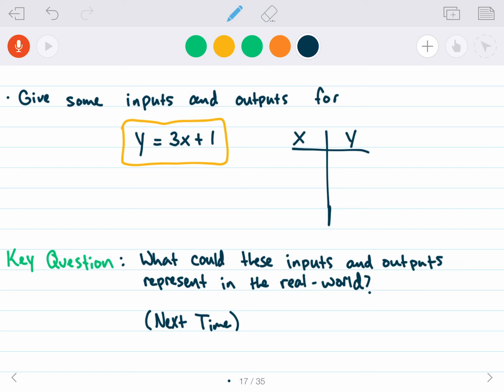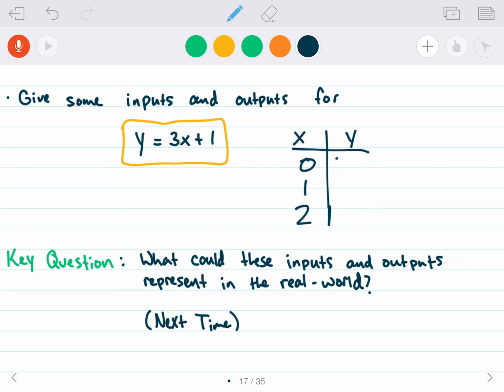But nevertheless, let's proceed with what we were talking about: linear functions, inputs and outputs. So give some inputs and outputs for this function. Okay, we make up inputs. That's what I said. So I'm just going to make up 3 of them: 0, 1, 2. Those are easy to work with.